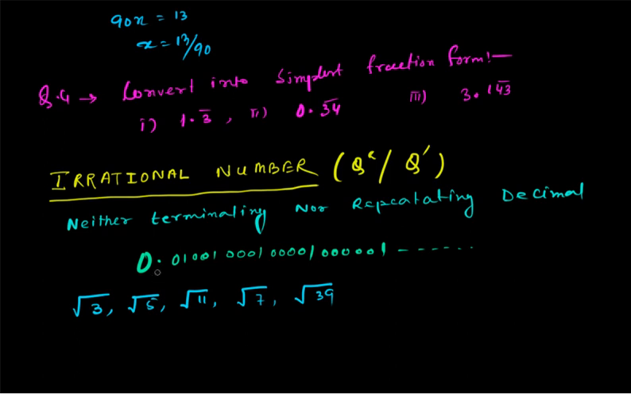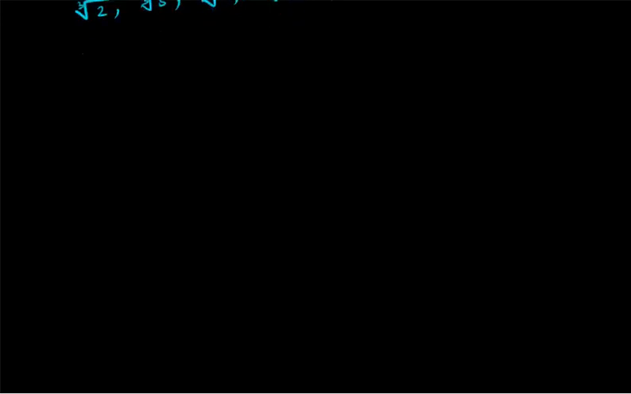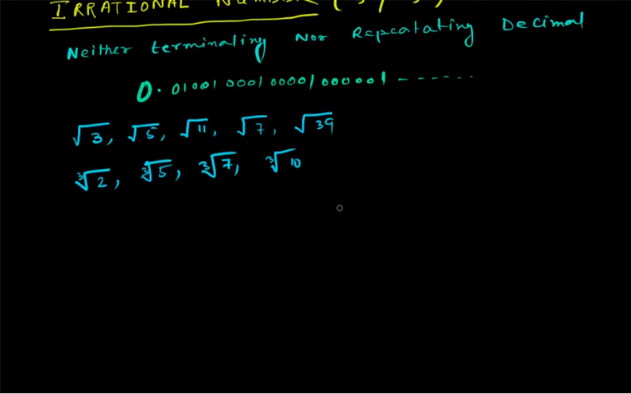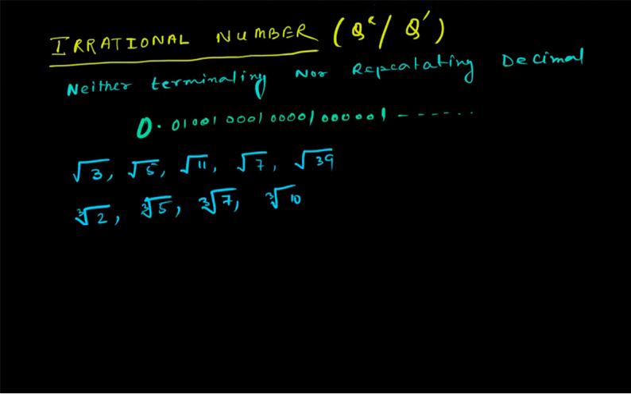Now, what are the properties of irrational numbers? Okay, just a second. Cube roots of non-perfect cube numbers also can be represented as an irrational number. Cube root of 7, cube root of 10. All these are examples of irrational numbers. Okay, so let's see what are the properties of an irrational number.